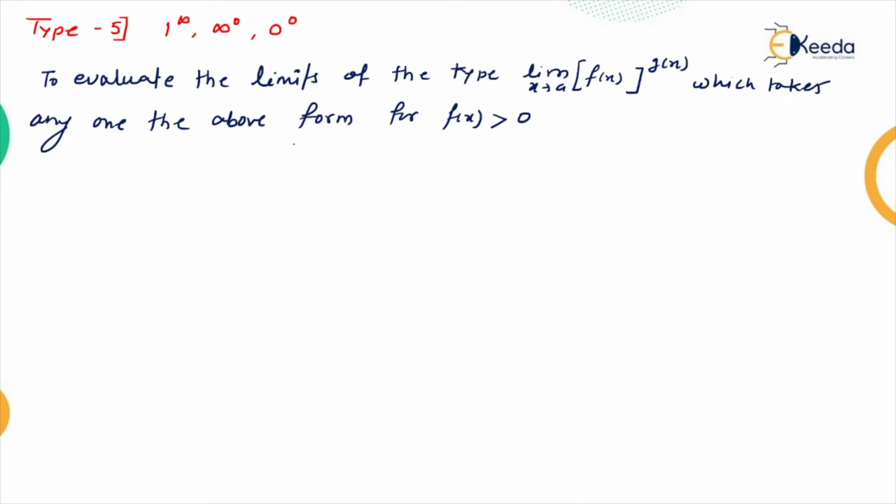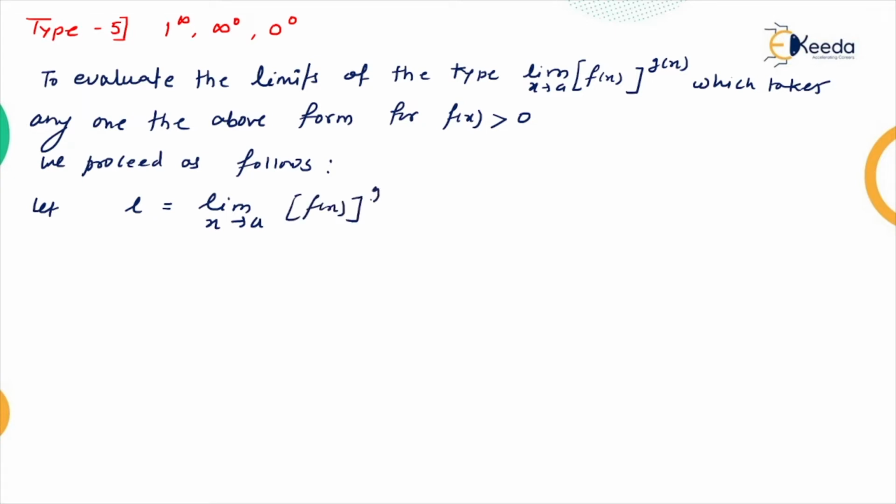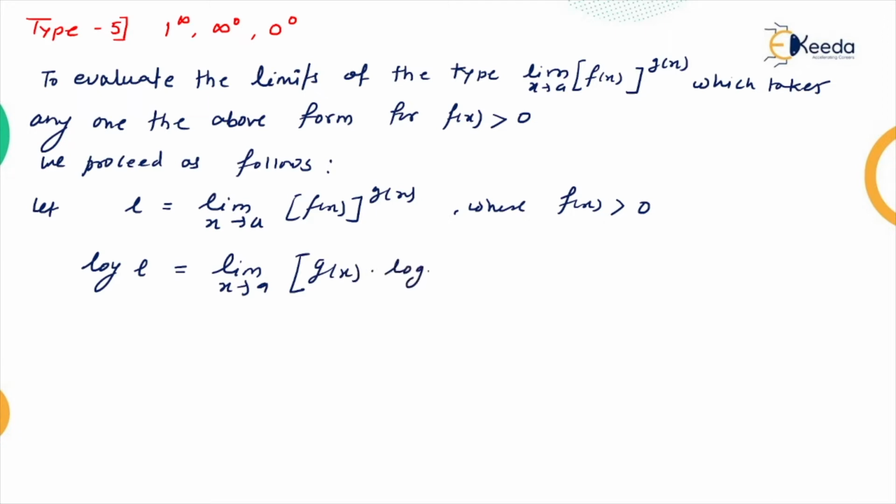We proceed as follows. Let L equal the given limit, limit as x tends to a, f of x to the power g of x, where f of x is greater than 0. So we take log on both sides, so we get log of L equals limit as x tends to a of g of x into log of f of x.